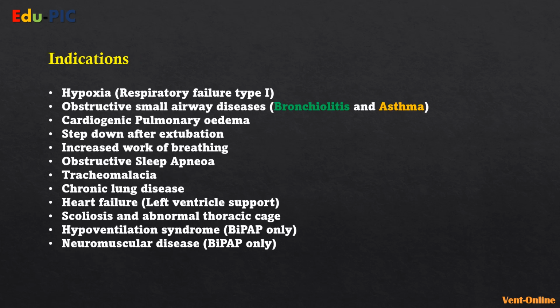Okay, then when are we expected to use non-invasive ventilation? Well, mainly, as we said, if we were trying to improve oxygenation, then you should use it when there is hypoxia, so when you've got respiratory failure type 1. It's also got lots of evidence to support its use with obstructive small airway disease, like in bronchiolitis and asthma. Cardiogenic pulmonary edema is another reason where you try to apply more pressure to basically not allow for a flood of blood showering the pulmonary vascular bed.